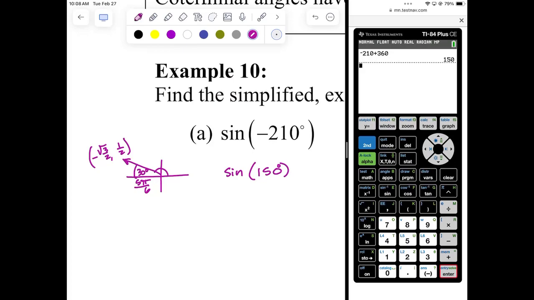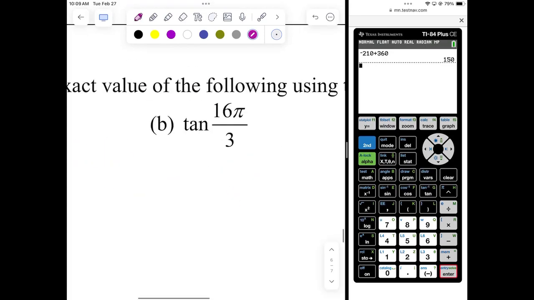So what's the sine of negative 210? Well, it's the sine of 150. What's the sine of 150? It's the y value, which is what? 1 half. Yeah, there you go. And there are infinitely more angles that are coterminal with it, but negative 210 is what we were starting with. Okay, cool. How about tangent of 16 pi over 3?